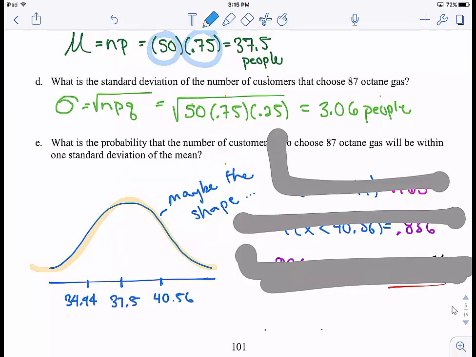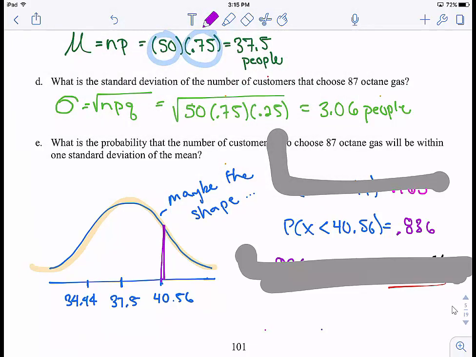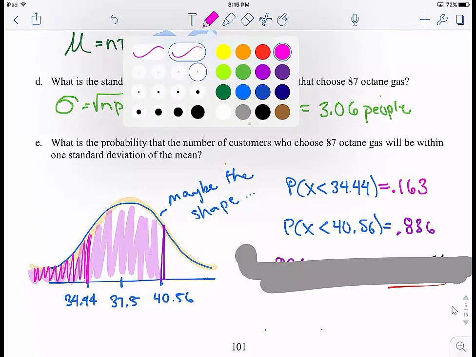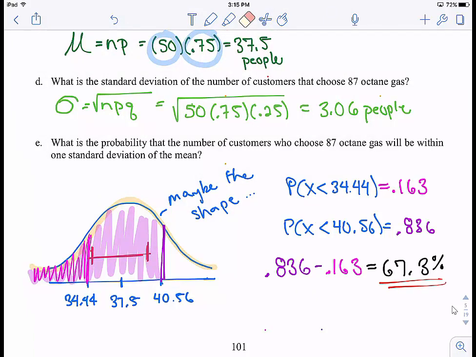We want 1 standard deviation above. Well, that would be at 40.56, or right here. And using the calculator, I figured out that that was about 80.836% of my curve. And then 1 standard deviation below is 0.163. Again, using my calculator, I figured out that this is about 16% of my curve. So if I want the area in between, so from here to here, then we'll just subtract the two and we get about 67.3, which is less than what we would get if it's a normal curve. So it's not quite a normal shape, and we'll look at that later.